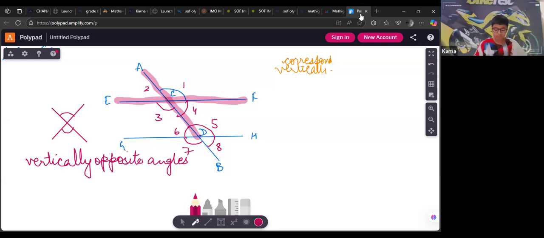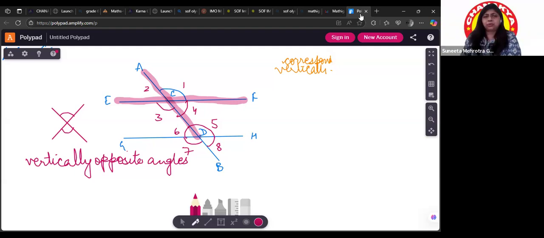Yes, ma'am. So on one side, up and down are equal, and left and right are equal. These two are said to be the vertically opposite angles.